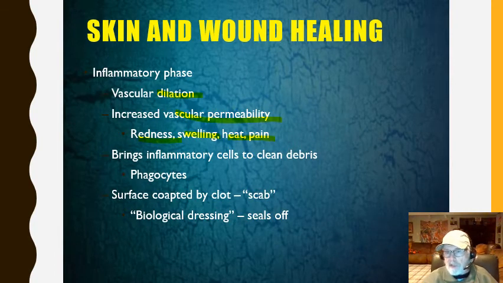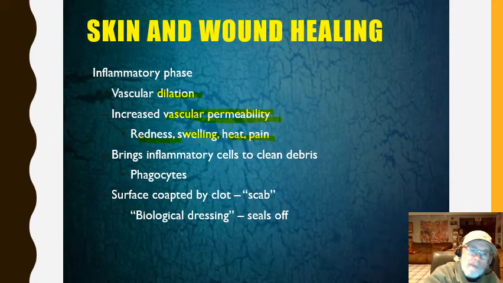That pain is because chemicals are released like prostaglandins, bradykinin, and all kinds of chemicals that actually cause pain in that area, okay? And histamine as well. We talked about histamine before as a vasodilator. Okay, so this increases the vascular permeability. What that does, it does a couple things. Number one, it brings in phagocytes.